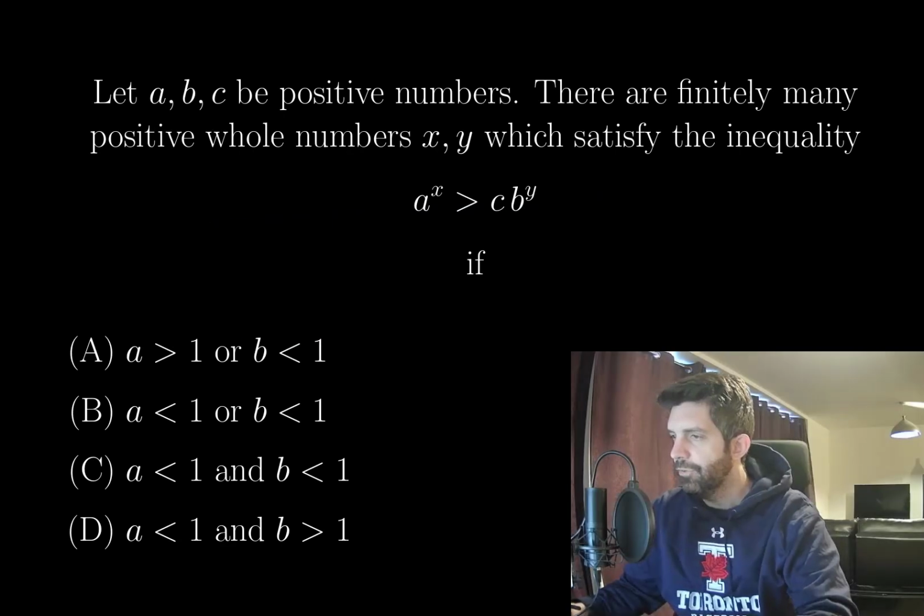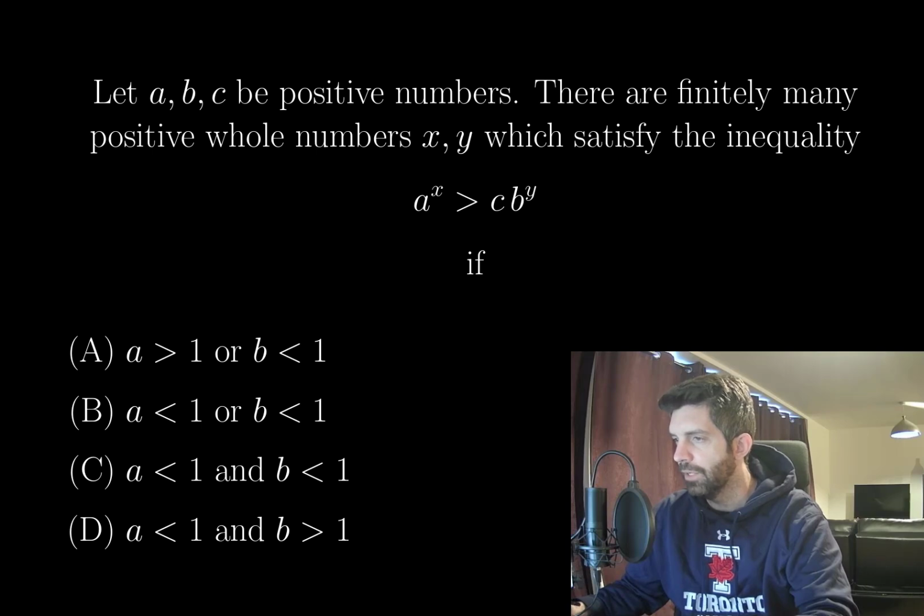Let A, B, C be positive numbers. There are finitely many positive whole numbers, x and y, which satisfy the inequality A to the x is greater than C times B to the y if, and we have options for A and B here. Interesting, okay.